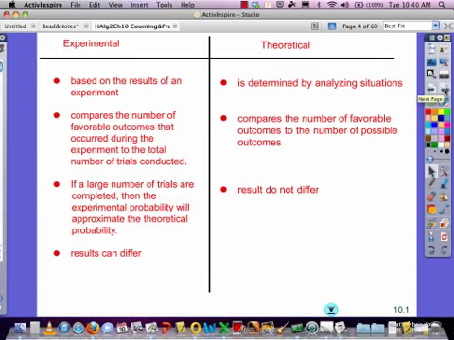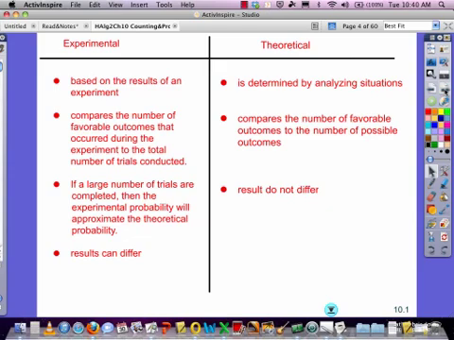Also, when we talk about experimental versus theoretical probability, remember, experimental is based on the results of an experiment, exactly what it describes. It compares the number of favorable outcomes that occur during the experiment to the total number of trials conducted. If a large number of trials are completed, then the experimental probability will approximate the theoretical probability. Results can differ. Experiment means exactly that. What you are getting is favorable outcomes over the total.